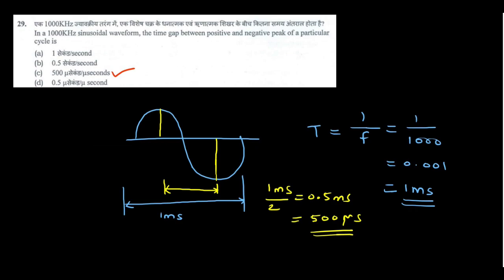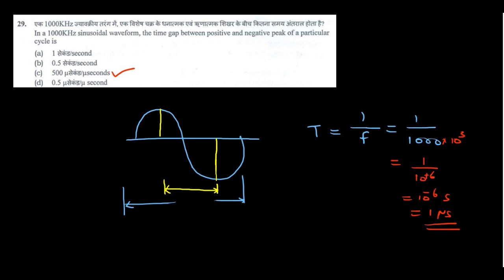Oh, hold on guys, hold on. There's a mistake I have made here. It is 1000 kilohertz, so 10 to the power 3 is also there. Let me write it. The concept was right, but I did not read the question properly. You should read the question properly. So it comes to 1 upon 10 to the power 6, which is 10 to the power minus 6 second, that means 1 microsecond. So time period equals 1 microsecond.